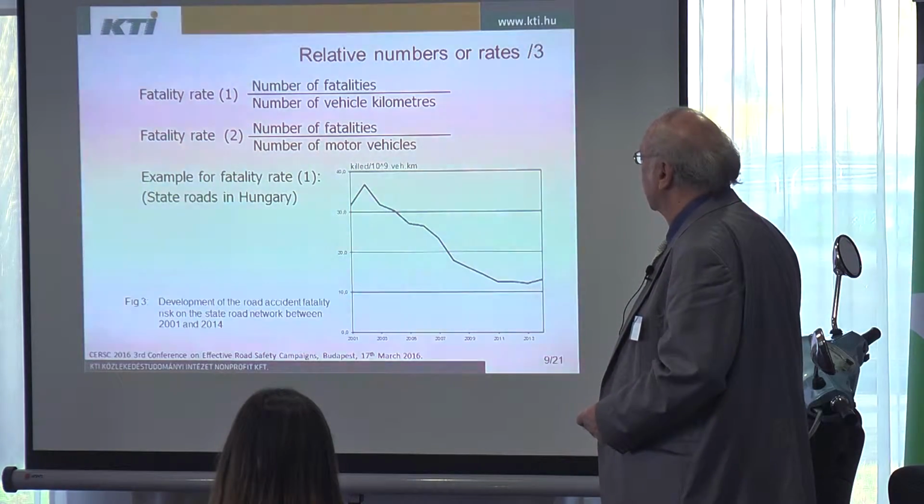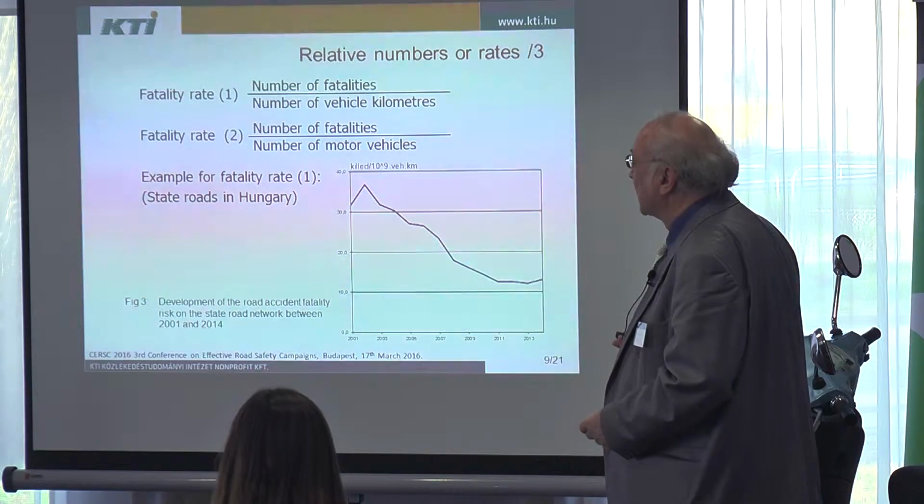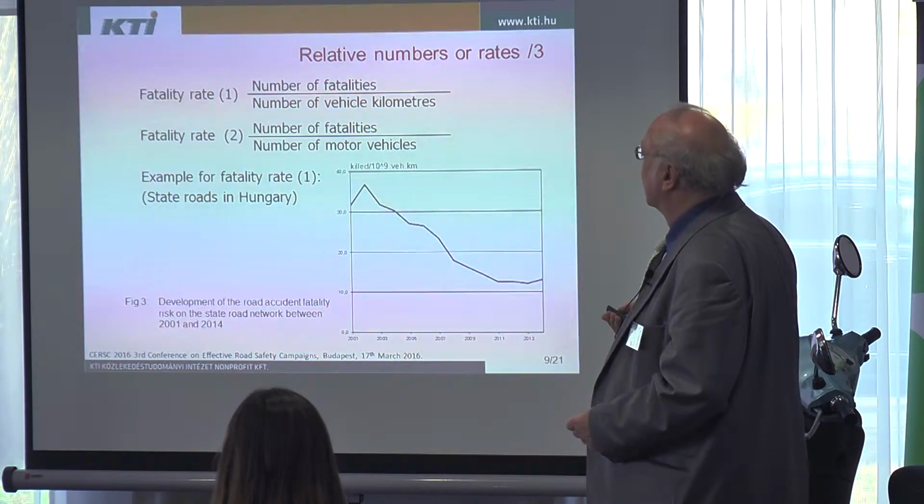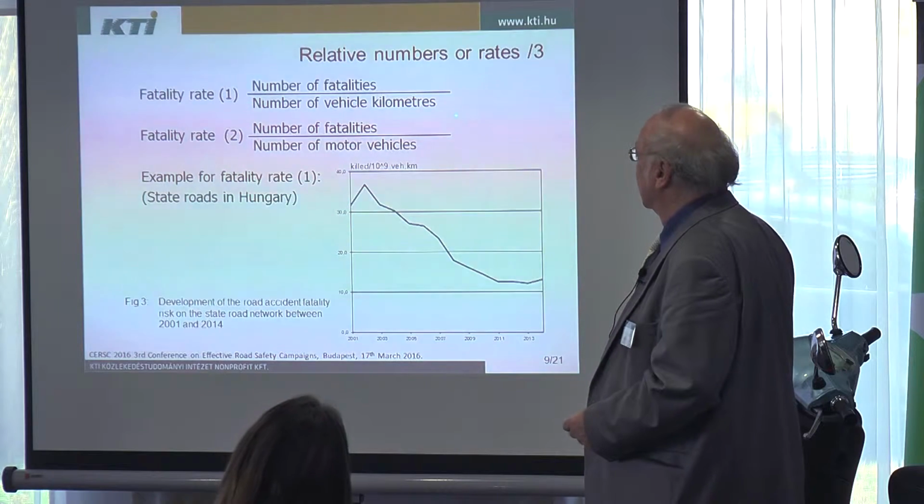Then relative numbers or rates. Again, we have two different rates of fatalities. The first one is the number of fatalities divided by the number of vehicle kilometers.